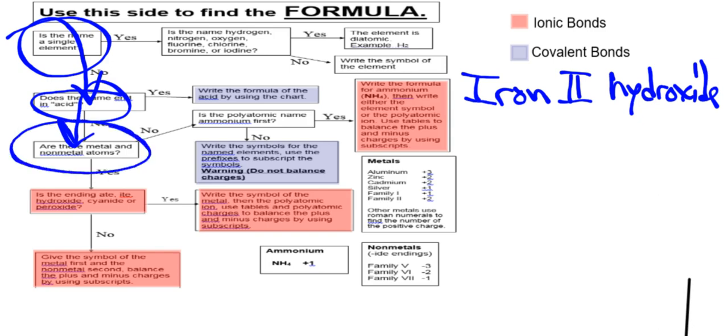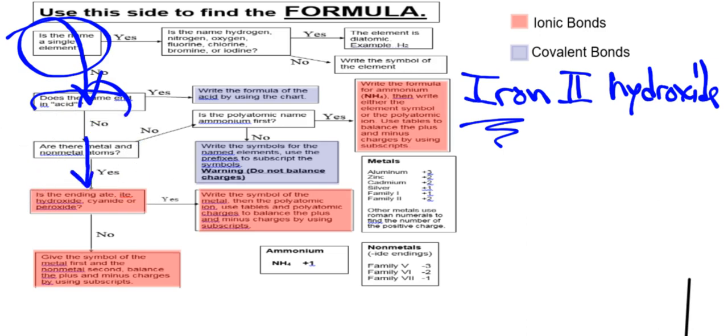Are there metal and non-metal atoms? Yes. Look, if it starts with a metal, this is always a yes. So you could rewrite that. Is there a metal at the start? Yes. Does it end with any of those words? Yes, it does. So we go to this box, and now it tells me, write the symbols of the metal, then the polyatomic ion. Use tables and polyatomic charges to balance the plus and minus charges by using subscripts. That's a lot of words, but it means write the stuff and then drop and swap.